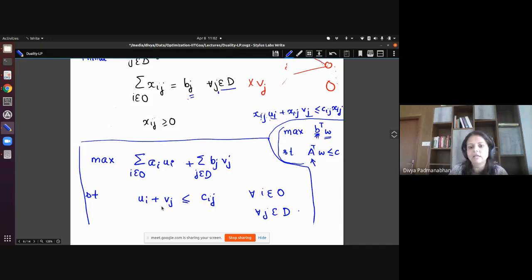So suppose they didn't take care of the transportation themselves, but they gave it to Manan. This is the charge they will incur, u_i plus v_j. So they will take Manan's services only if this u_i plus v_j is less than their cost, c_ij. If it is greater, then they will say, okay, we can do it ourselves. Why should we ask somebody else? Why should we go through a third party? So this is the interpretation of these constraints.